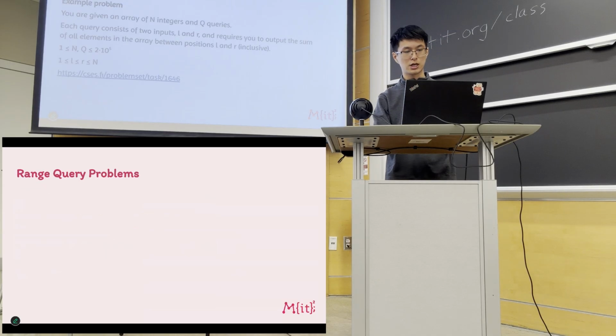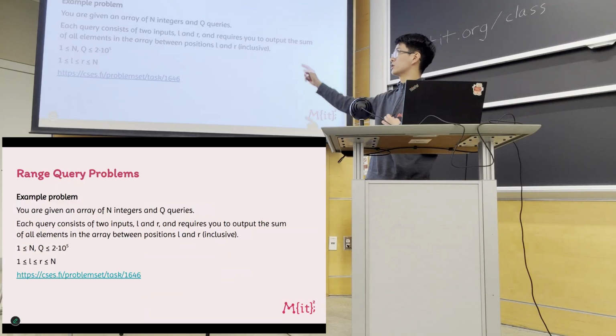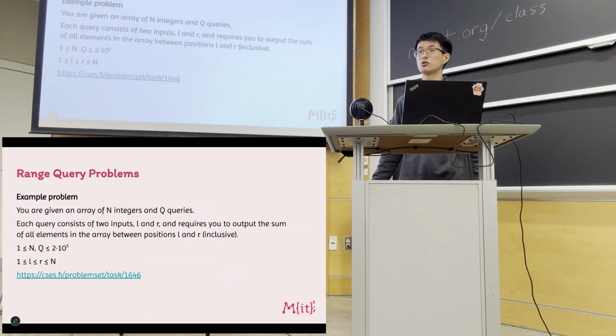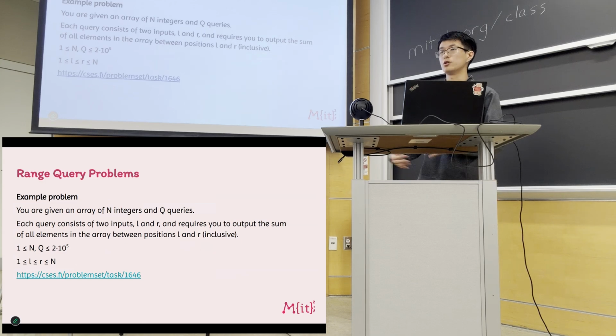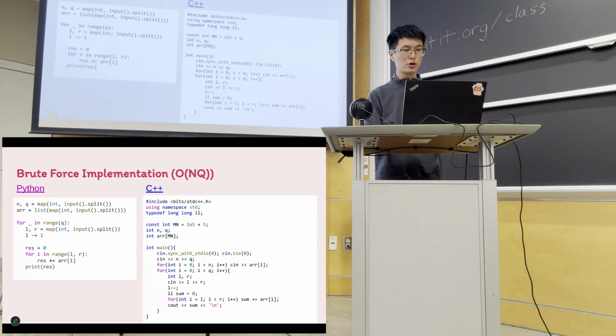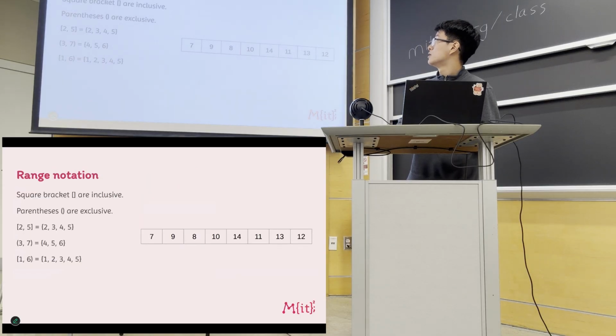With constraints as big as N being 2 times 10 to the 5 and Q being 2 times 10 to the 5, this won't run in time. So how can we speed this up?